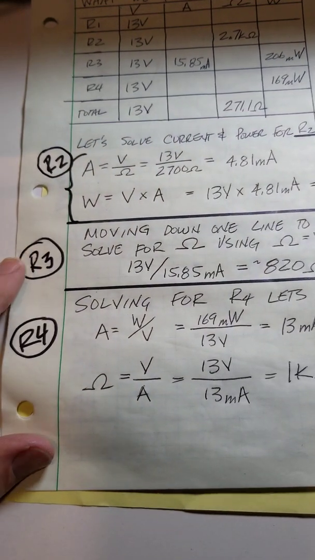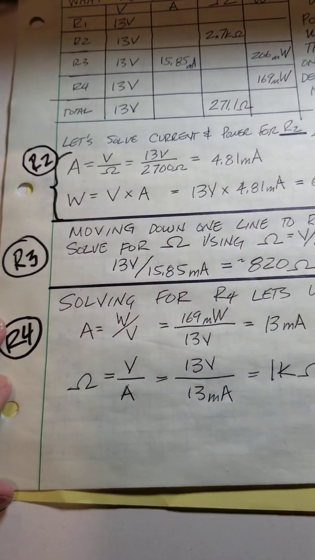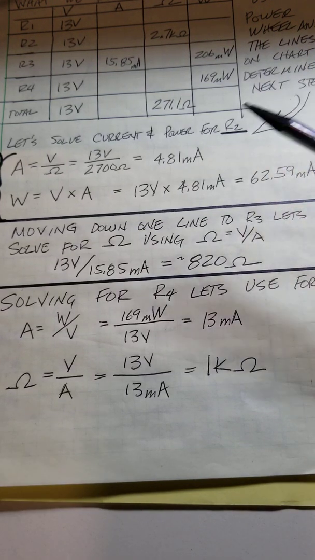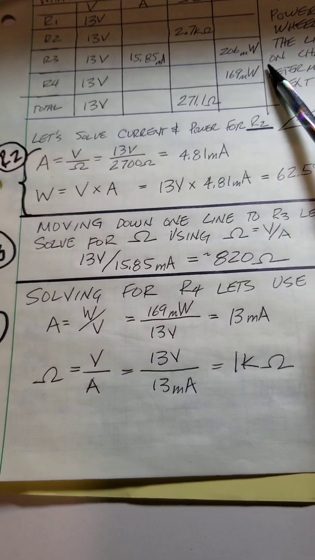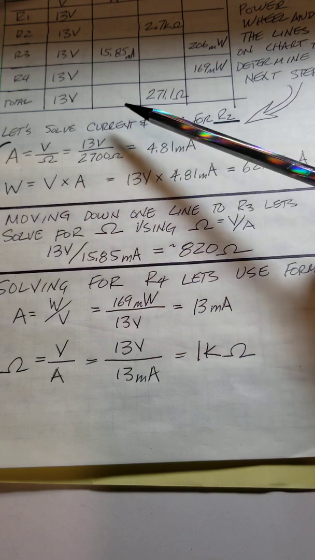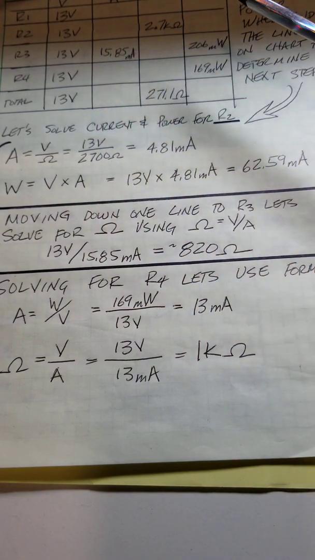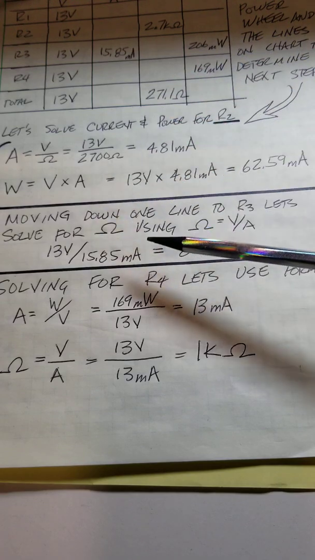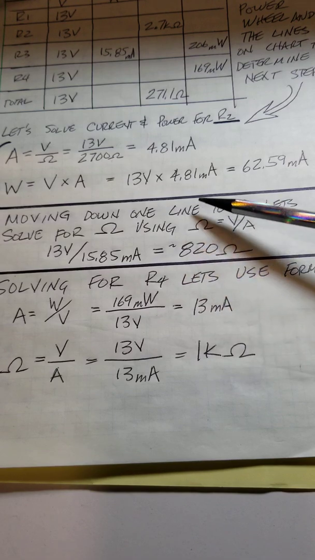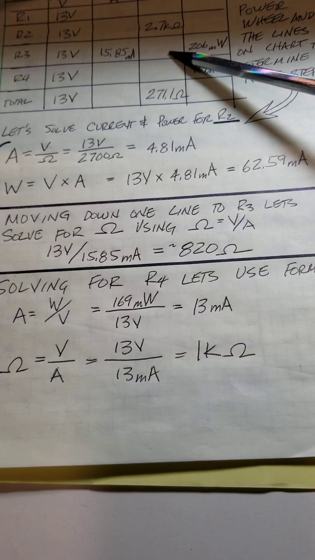Now we can start looking at what we need to finish up on R3. On R3 we solved for voltage; now we're going to solve for current. What we did there is we found that the voltage was 13 volts, and that my current was 15.85. If I take the voltage divided by the current, I'm going to find my 820 ohms. That's going to go in this slot right here, in that square.